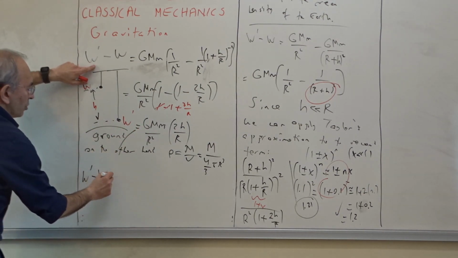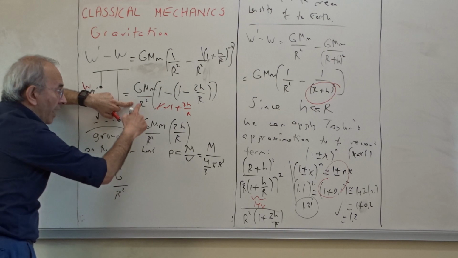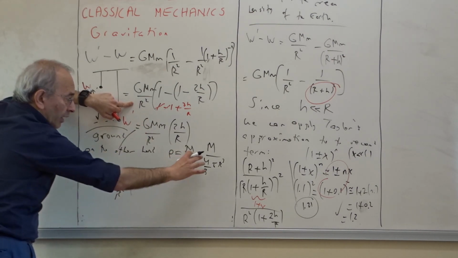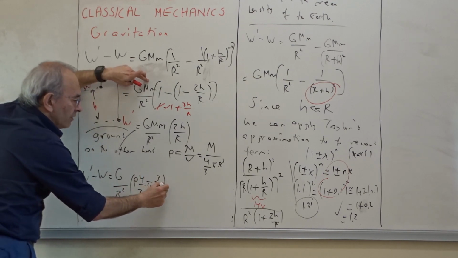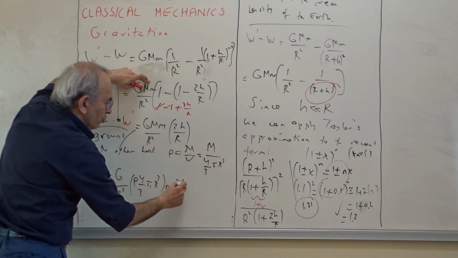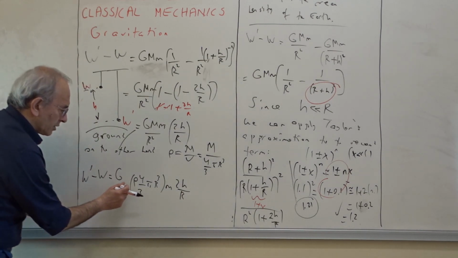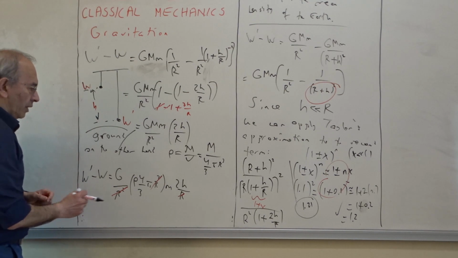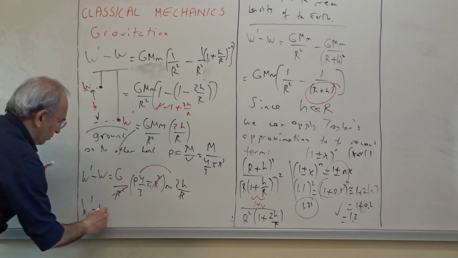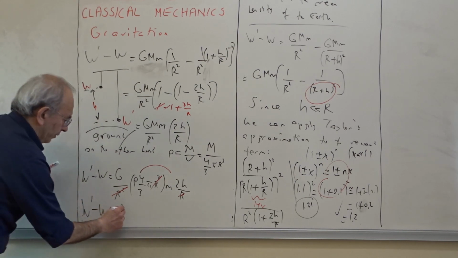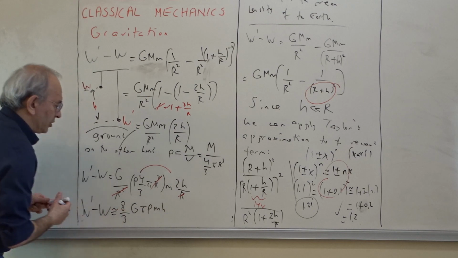W prime minus W is G over R squared multiplied by M, but we don't write M, we write it as rho times 4 over 3 pi R cubed. Next we have little m. Next we have 2h over R. So there are some cancellations, such as R squared and R cubed. 2 and 4 make it 8, and we get the result. So W prime minus W turns out to be approximately 8 over 3 G pi rho M H.